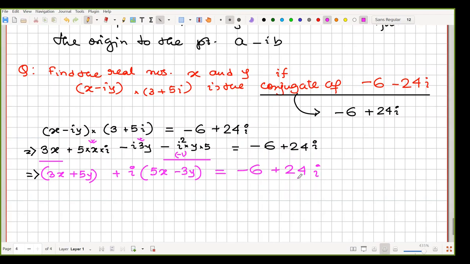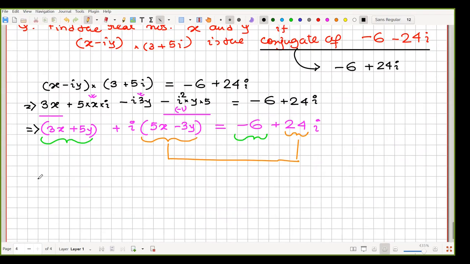From here, look at the comparison. That is the real part, that is the real part. That is the coefficient of the imaginary part, that is the coefficient of the imaginary part. So we can write 3x plus 5y is equal to minus 6, and 5x minus 3y is equal to 24. Now we can solve this.